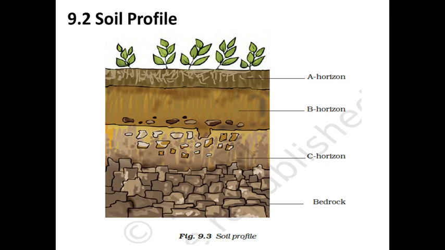The roots of trees and the shrubs are present in this layer, but this B horizon is a storehouse of minerals. Means minerals are present in more amount in the B horizon. Why? See, the water soluble minerals from horizon A accumulate in this region. Means from this A horizon the minerals are accumulating here, they are collected in this B horizon, and that's why it is a storehouse of minerals. Remember that B horizon is a storehouse of minerals, and this layer is also called as subsoil. A horizon is the topsoil and B horizon is a subsoil.